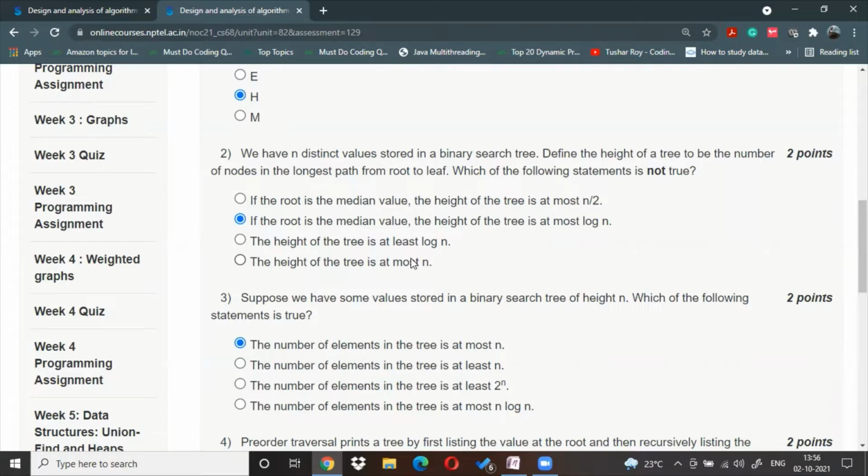We have to tell which of the following statements is not true. So let's look into the very first statement, whether it is true or not. If the root is the median value, the height of the tree is at most n by 2.